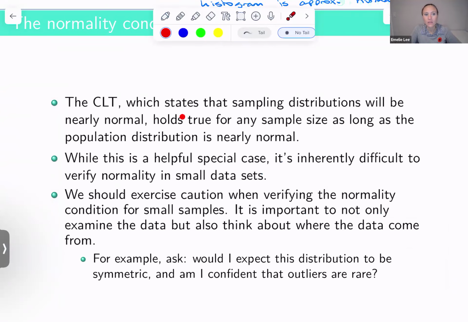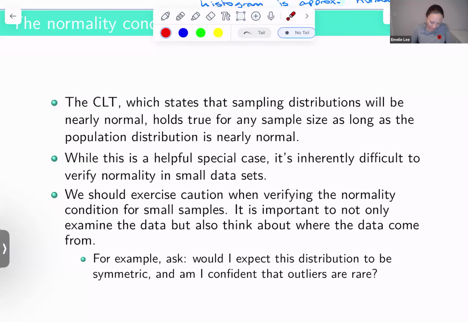So the central limit theorem, which is that thing at the top that says x bar follows a normal distribution centered on mu with a standard error of sigma over root n, says that the sampling distribution will be nearly normal for any sample size as long as the population distribution is nearly normal. So if you know that you're pulling from a normal distribution, then you can assume normality. That's really difficult to determine or to know, right?